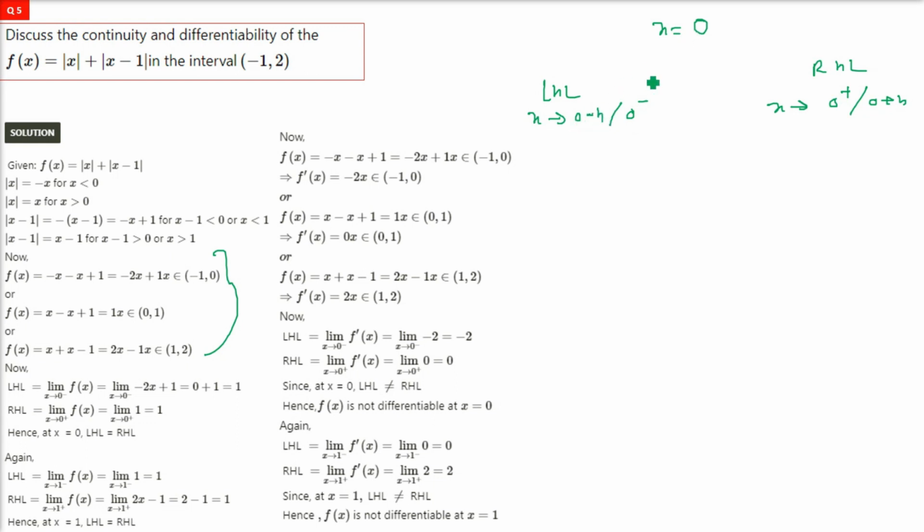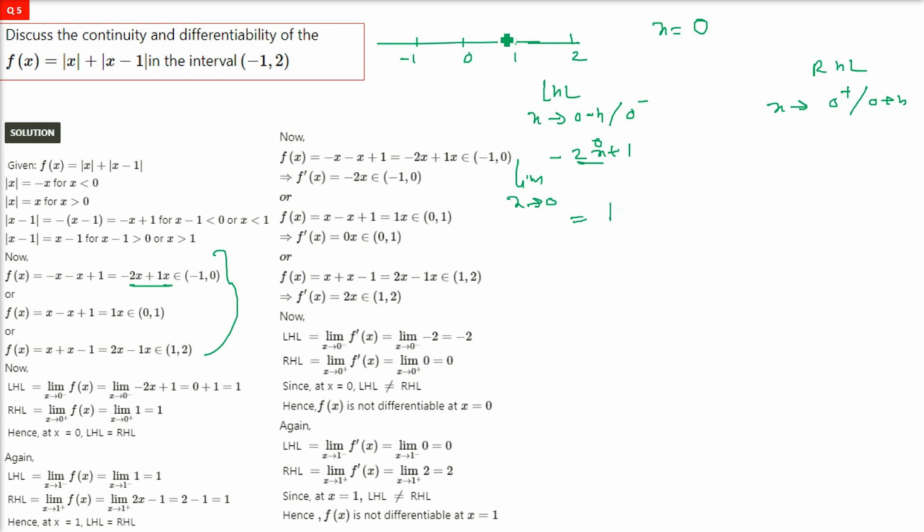What are you going to use? I already told you that in minus 1, 0, this is 1 and 2. So when you are below 0, that is in the interval minus 1 and 0, what did we get? Minus 2x plus 1, this one. Now apply the limit, x tends to 0. Minus 2 into 0 will be 0, so you only get 1.